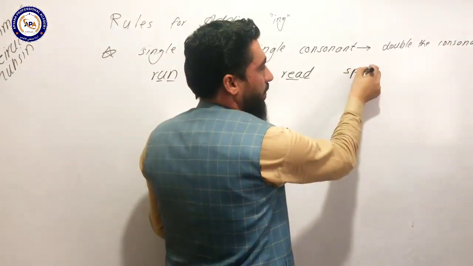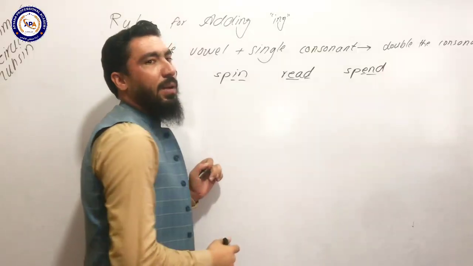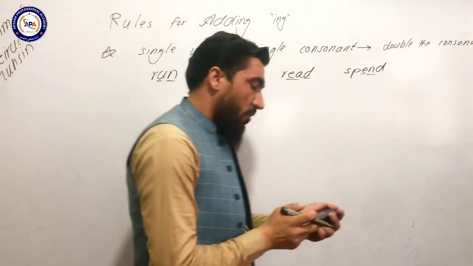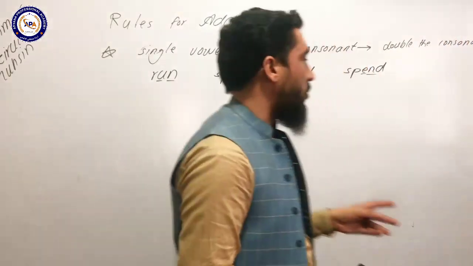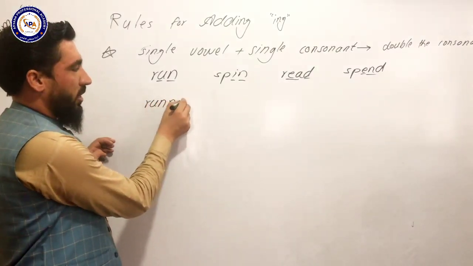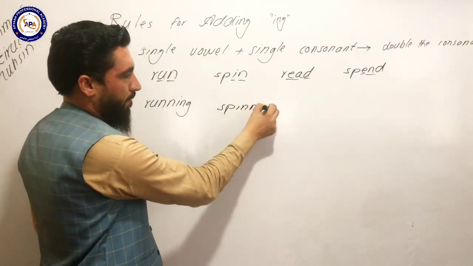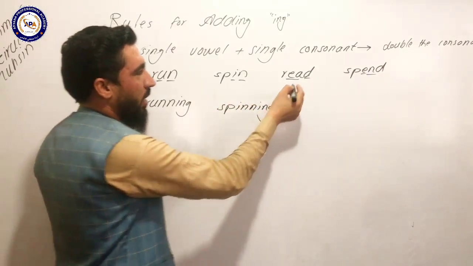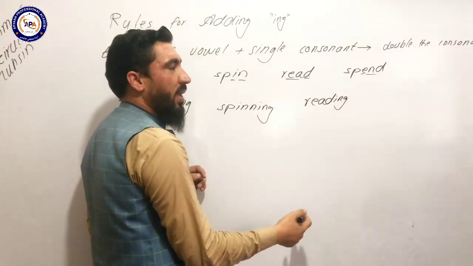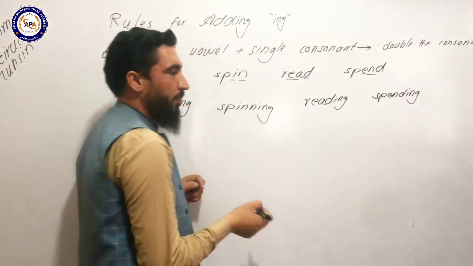Also, if I say spend, spend is a verb that ends in single vowel, double consonant. So again, this rule is not applied here. So for the verbs ending in single vowel, single consonant, first you have to double the consonant, then add ing. So the ing form of run is R-U-N-N-I-N-G, not only one N. Running, spinning, and so on. But the ing form of read, we just add ing without any other changes. Spending, like S-P-E-N-D-I-N-G.